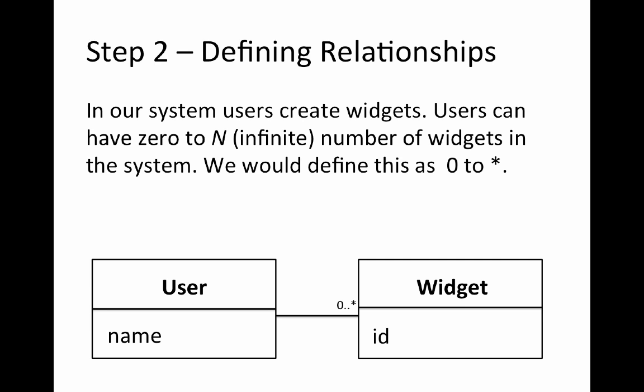So we can have either a 0 number of widgets for each user or an infinite number because we haven't specified that there's any type of cap. If there was a cap, let's say for the sake of argument 200, then it would be 0 dot dot 200 widgets, which would basically say that each user can have 0 to 200 widgets.